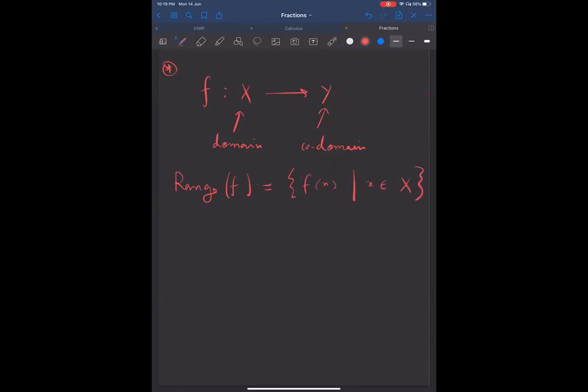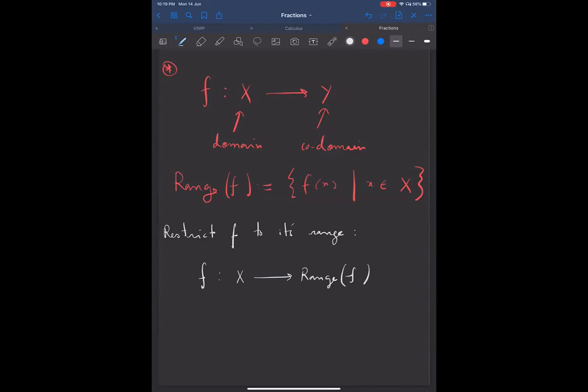So now, we can do something called restriction of the function f. Restrict f to its range. What do we mean by that? We mean take the same function f from X not to Y but to the range of f.